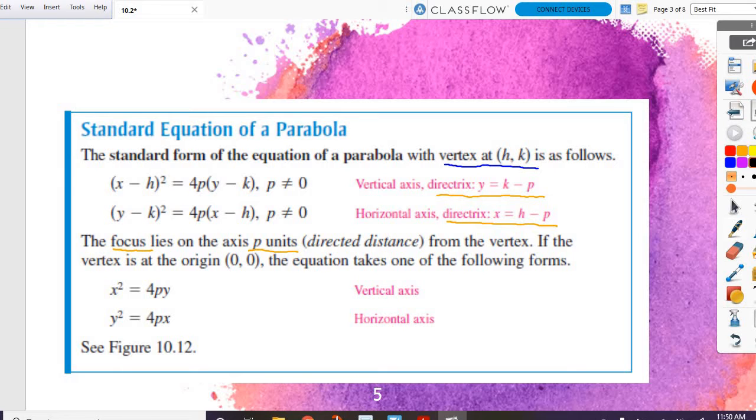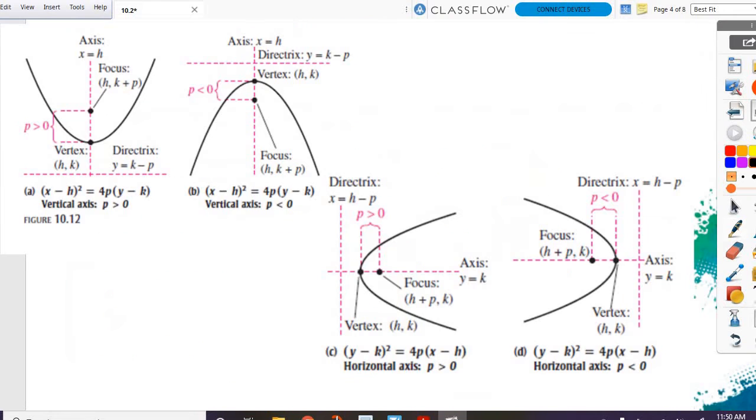Alright. So here we have some pretty pictures. You don't have to write all this down. It's kind of a lot. It's just showing you an example of both a vertical, so either going up or down, and then also a horizontal, so going left or right. So like I said, remember that our focus always has to be on the inside of our parabola. So that is going to be a good indicator of what direction our parabola is going to open.